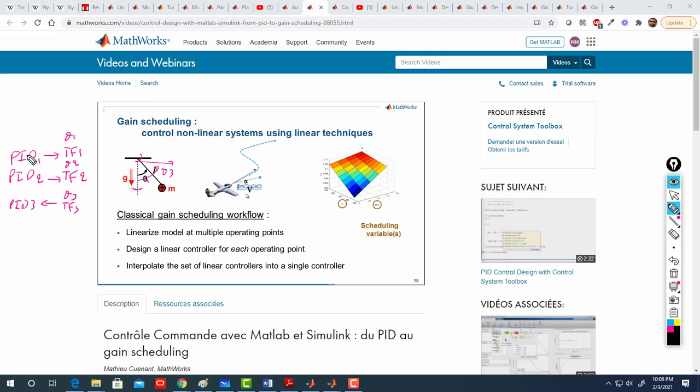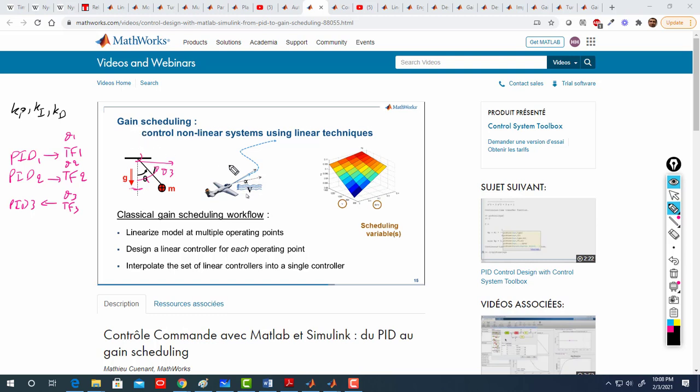Then what do we mean by different PID? You will get different KP, KI, and KD. Then you are scheduling, you are varying your gains, depending on the dynamics of the system. And that's what gain scheduling is about.